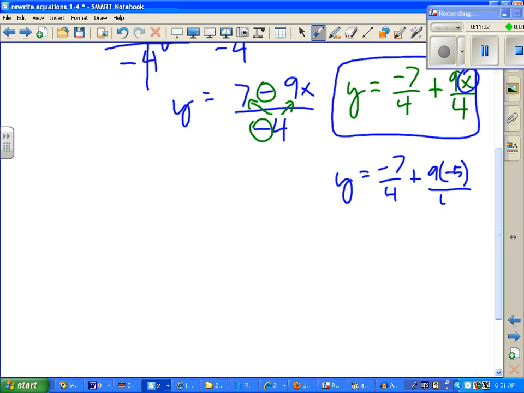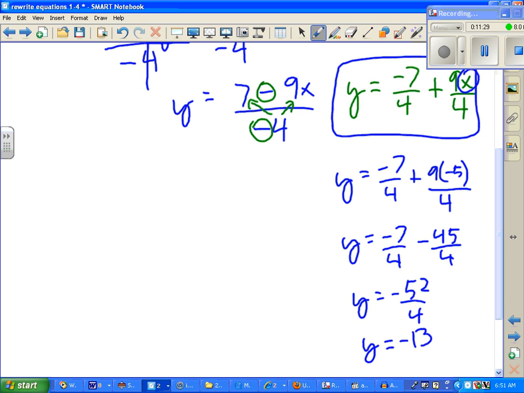Yeah. Over 4. So y equals negative 7 over 4 minus 45 over 4. Negative 7 minus 45 is negative 52. So y equals negative 52/4, which will reduce to negative 26 over 2, or negative 13. Y equals negative 13 when I divide that out. Okay? That was example 3.